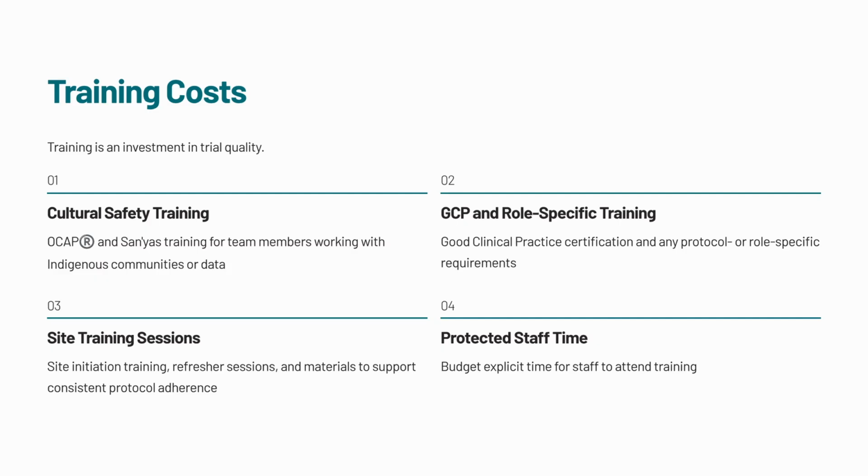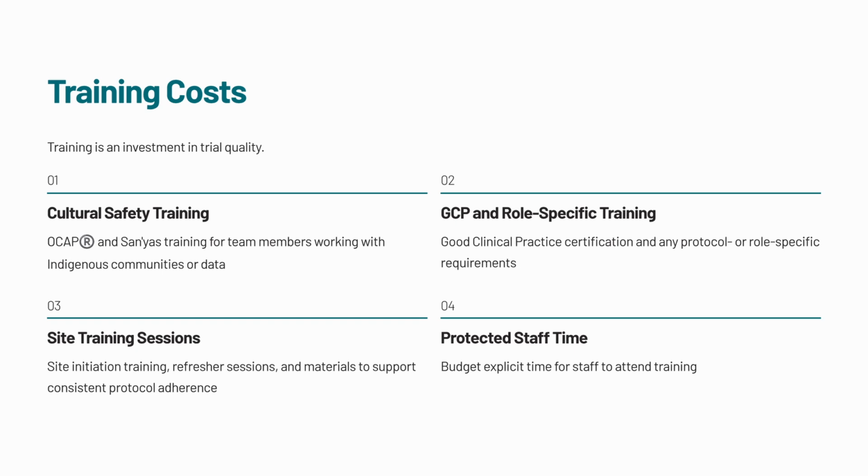Training is core to ensuring high trial quality. Teams may need cultural safety training, OCAP training, Sannyas training, good clinical practice certification, and role-specific training tied to the protocol. Sites may also need initiation sessions, refresher sessions, and updated materials when procedures change. The most common budgeting mistake is paying for the course or platform, but forgetting the staff time required to attend training. That time should be protected and budgeted.